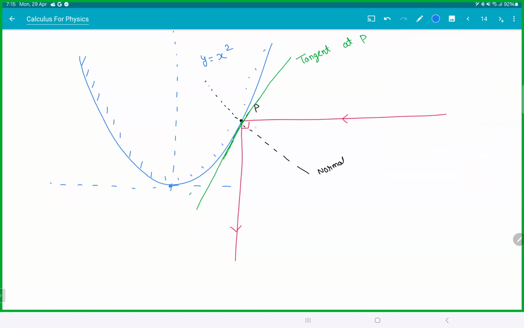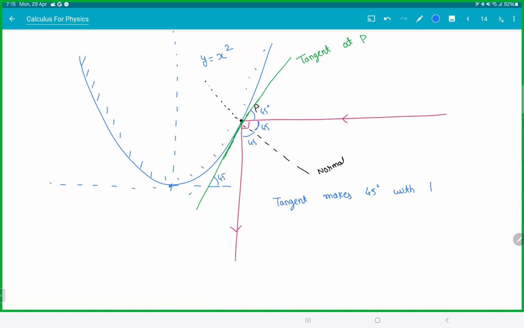And we know this angle is 45. This angle is also 45 because both are equal. I is equal to R, and total I plus R is 90 degrees. If this is 45 and this is 45, this is also 45. If that is 45, this is also 45. That means here the slope of the tangent is making an angle of 45 degrees with the horizontal. Tangent makes 45 degrees with the horizontal.